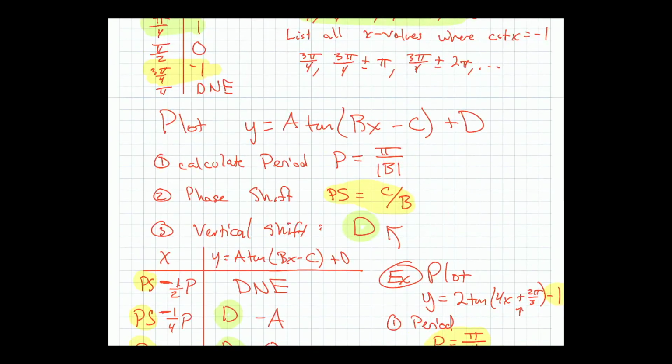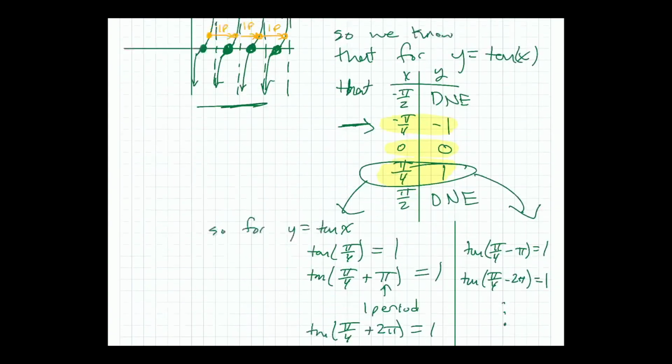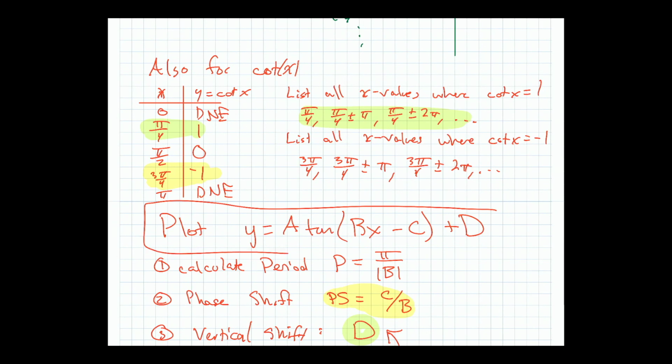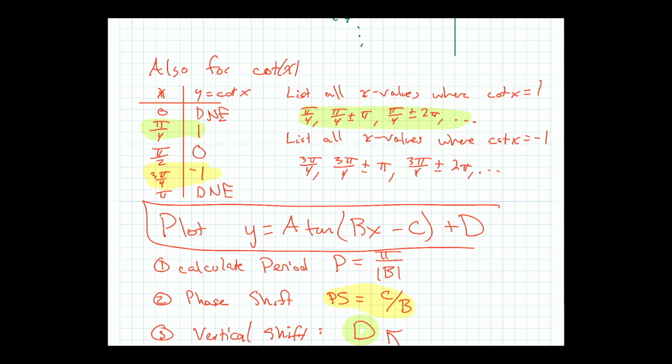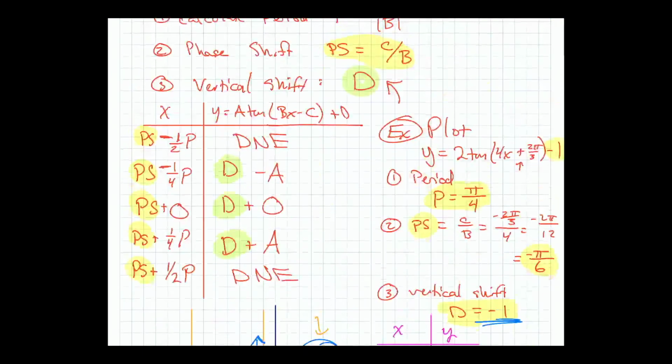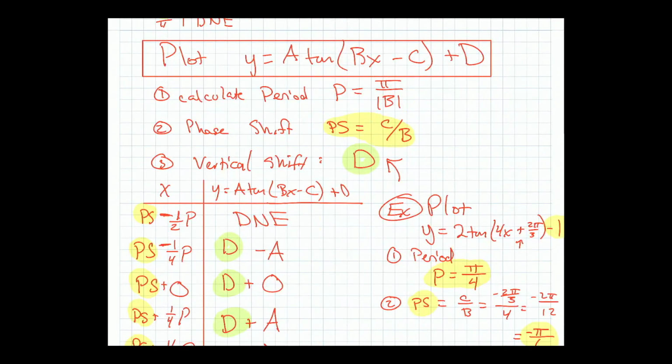Let's plot one more, or talk about how you would do this for a cotangent, right? So this was for a tangent. This was for a tangent. So you could do all the same stuff for a cotangent. So I'm not going to derive it or anything. I'm just going to say plot y equals a cotangent bx minus c plus d. Everything goes the same as far as this stuff.